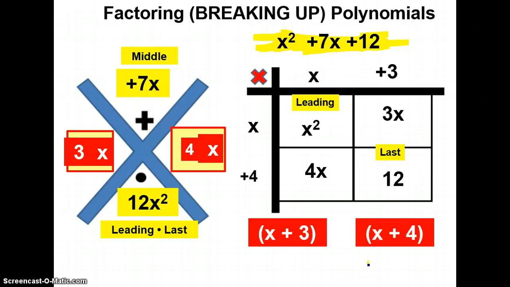Let's try a few more. Again, if at any time, please just pause me and try a couple problems out on your own. I'm going to show you the answer either way.